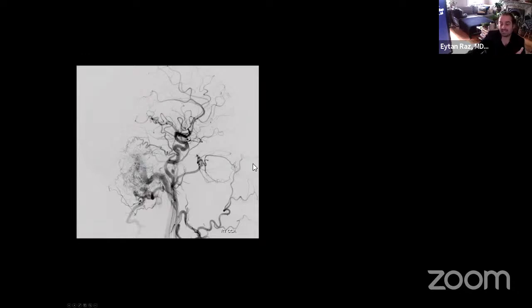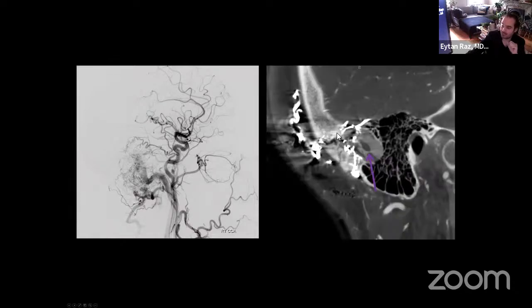Now, if you get a DynaCT in something like this, you understand it better. Now you see the Onyx from the prior treatment, and now you see the same thing. You see a sigmoid sinus, right? And here it is.